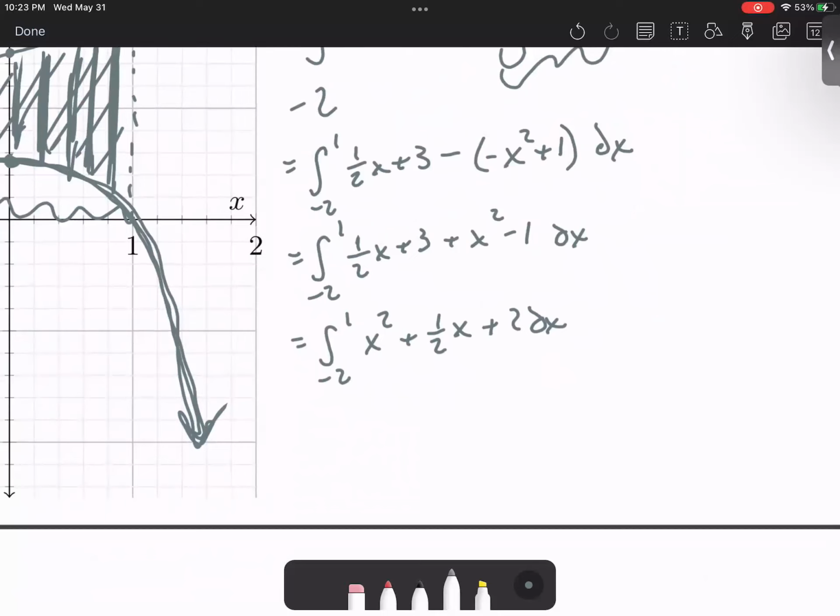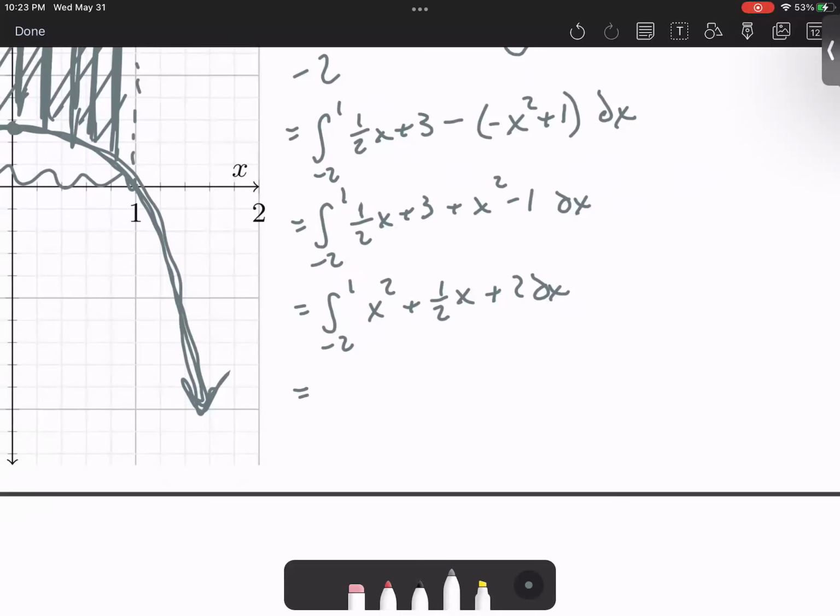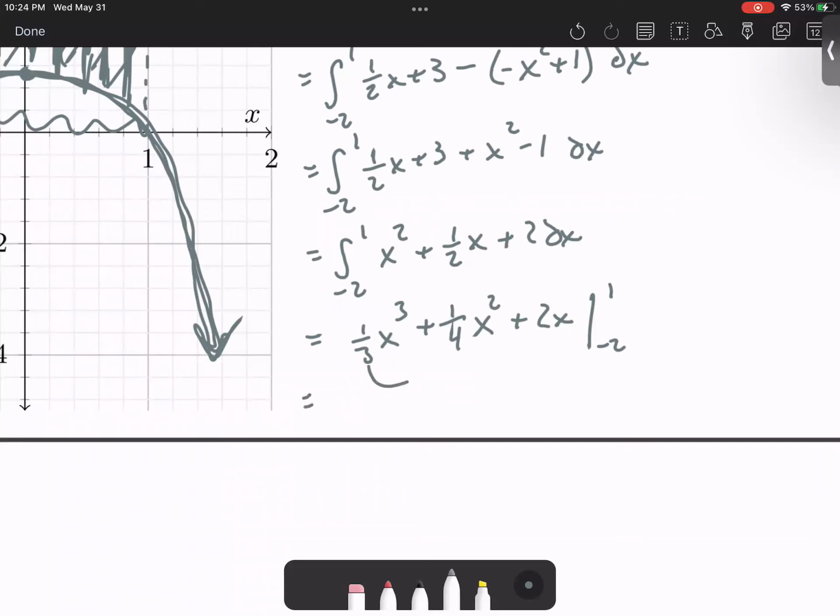And I can find that area or that definite integral by finding an antiderivative and evaluating the difference. So this will be 1/3 x cubed plus, what is that, 1/4 x squared plus 2x evaluated between -2 and 1. So if you plug a 1 into this, you get a 1/3. Let me write it out. A 1/3 plus a 1/4 plus a 2.